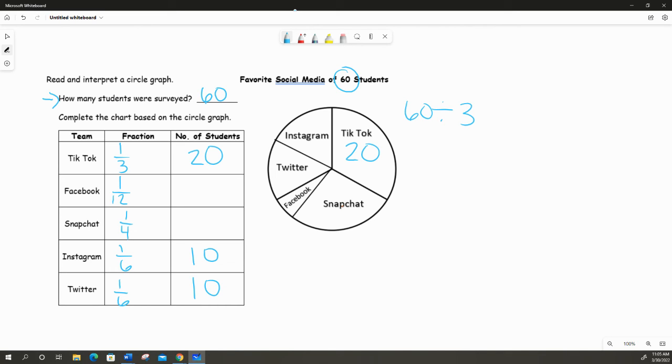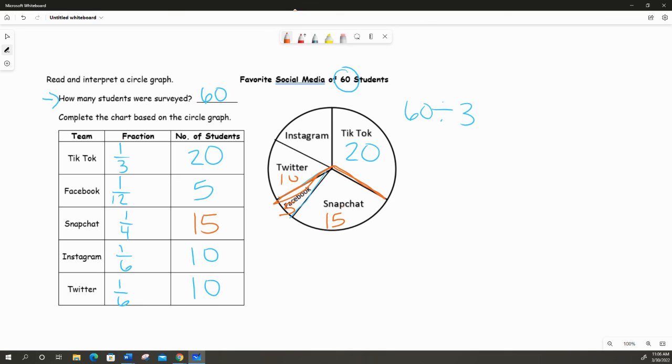Now we just have our last part. We have Snapchat and Facebook. Remember earlier I said Facebook is going to be half of Twitter. So if Twitter was 10, then Facebook would have to be 5. And Snapchat would be what's left over, because if you look here, let me change my color to make it a little bit easier for you. This is representing a third, or this is 20. So if this is 5, then Snapchat would have to be 15. So I'm going to put 15 there.